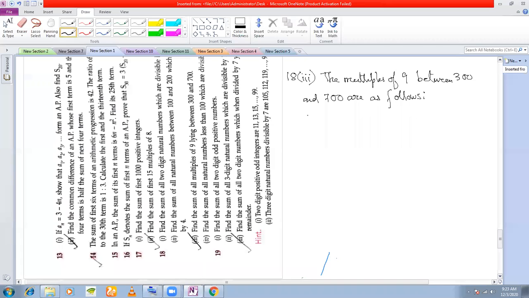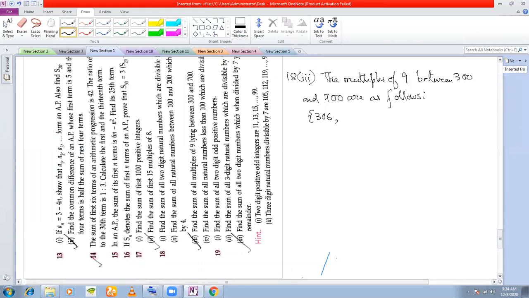So what is the set? First one, 301. Is it a multiple of 9? If you remember the divisibility rule of 9, the sum of the digits has to be divisible by 9. So 301, is it a multiple of 9? No, because the sum of the digits is 4, which is not a multiple of 9. Next, 302 is also similarly not a multiple of 9. 303, no. 304, 305, 306. So the first multiple of 9 greater than 300 is 306.